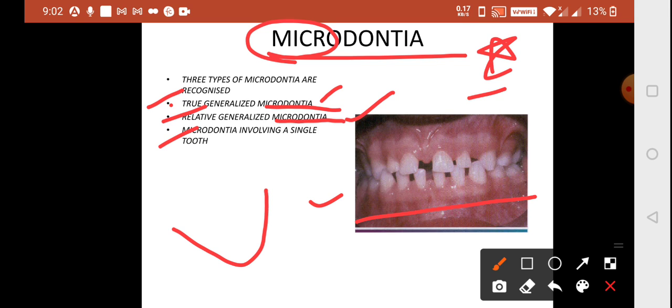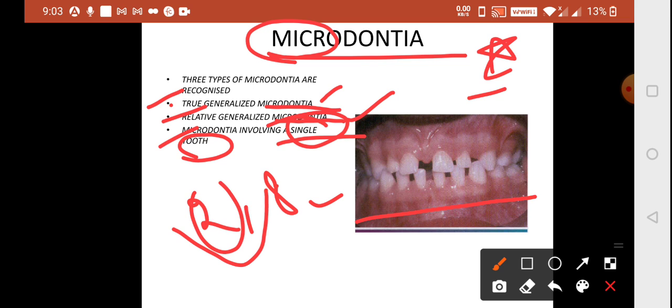And next is microdontia involving a single tooth, meaning only one tooth is smaller in size and the rest of the teeth are normal in size. The teeth most commonly involved in microdontia of a single tooth are the maxillary lateral incisors or the third molar. So this can be asked: which teeth are most commonly involved in microdontia of a single tooth. It will be the maxillary lateral incisors or third molar, whatever is given in the options. So this is how the question can be asked.